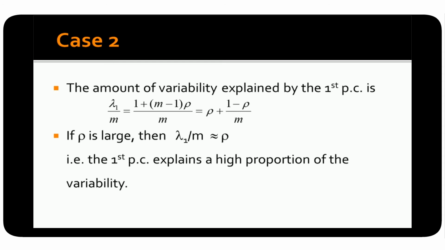So, if you have very high correlation among the different variables, then the first principal component would account for a very large proportion of the variability, and you need not be looking at the other principal components.